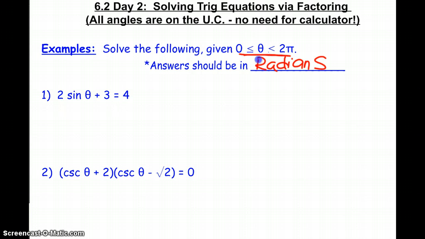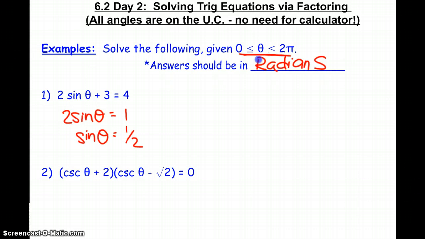Now take a look at example 1. 2 sine of theta plus 3 equals 4. This is something that we did on the first day. I need to get sine completely by itself. I'm going to start by subtracting that 3 over, and then go ahead and divide by 2. So we get sine of theta equals 1/2.